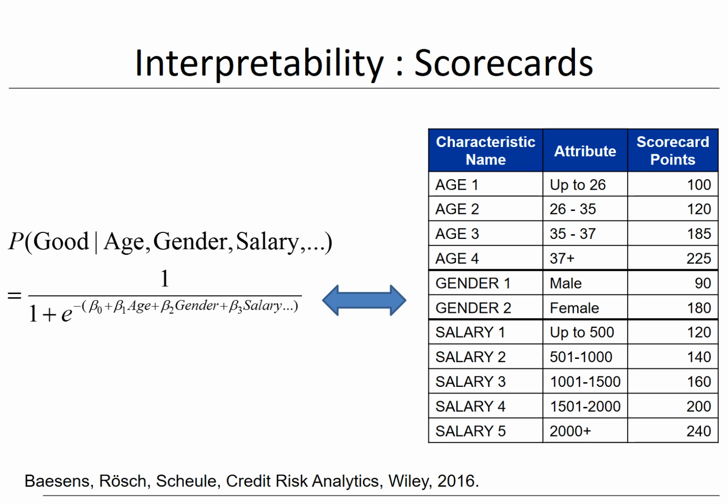So here we want to estimate the probability that a customer is good, given his or her age, gender, salary, etc. You can see the formula to the left, right? You can see this e-power transformation that basically limits the output to between 0 and 1 such that you can interpret it as a probability.